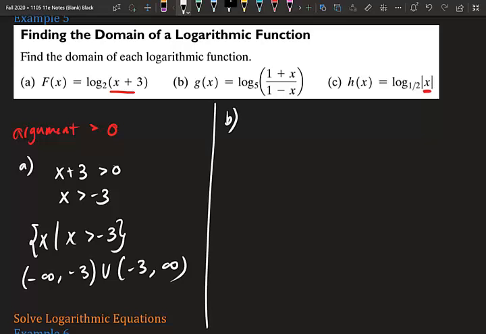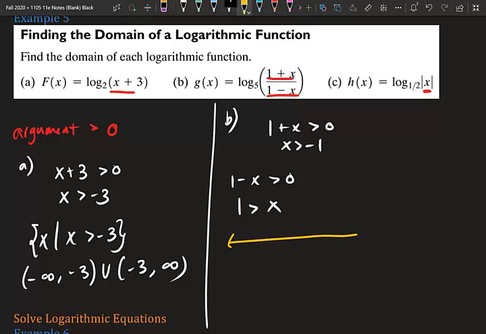All right, let's do B. So B, we have 2 arguments because we have 2 pieces inside the argument. So we have 1 plus x is greater than 0 and 1 minus x is greater than 0. So here we have x is greater than negative 1, and here we have 1 is greater than x. So how do I put this in set notation or interval notation? Well, first let's do interval notation.